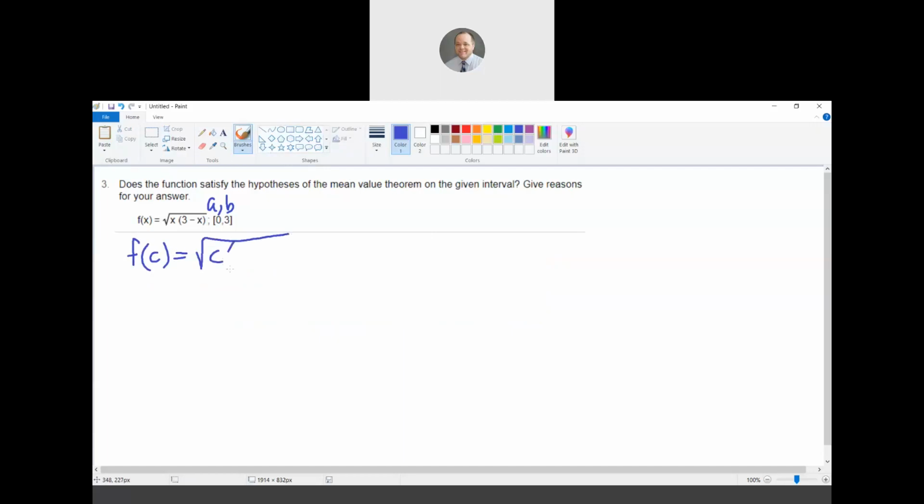And I am going to do two things here. Number one, distribute that first c. So that would be 3c minus c squared. And I'm going to write this all as to the 1/2 power. All right, so let's take the derivative.